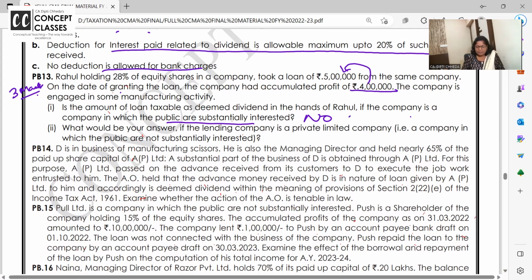What would be your answer if the lending company is a private company? A company in which the public is not substantially interested. Will it be taxable? Yes. But how much? Loan given is 5 lakh. Out of that accumulated profit, the reserve, how much loan was given? 4 lakh. So if someone is saying the answer here is 5 lakh, no. Taxable deemed dividend is 4 lakh. Out of accumulated profit, your reserves, how much reserve have you given to the shareholder? 4 lakh. So 4 lakh is treated.